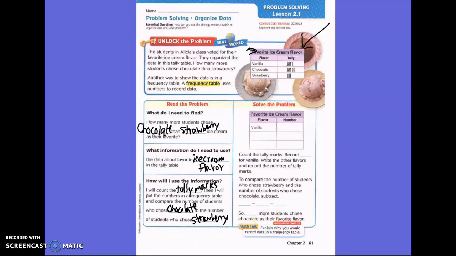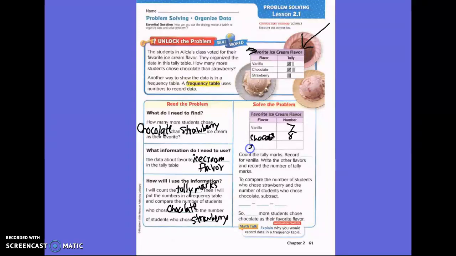Okay, so now we need to solve the problem. Let's fill in this tally table. Vanilla had how many tallies? 7. Write that in. Then what is going to be the next flavor? Chocolate. How much does chocolate have? 8.